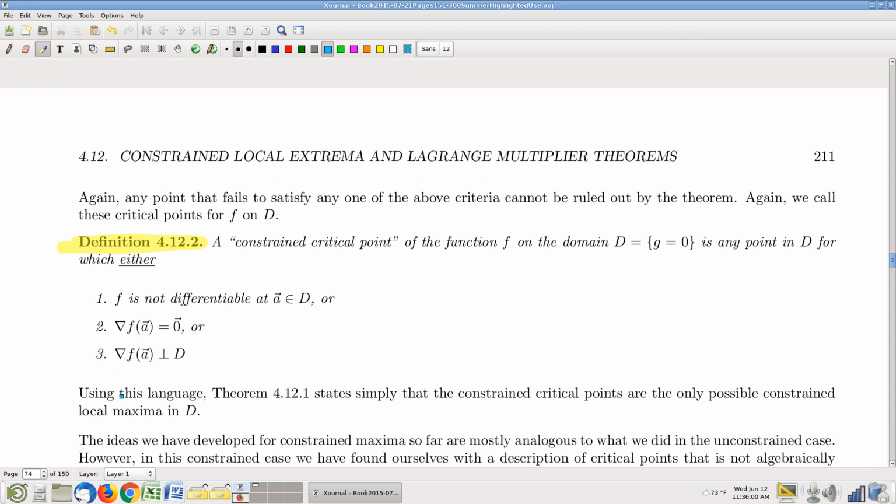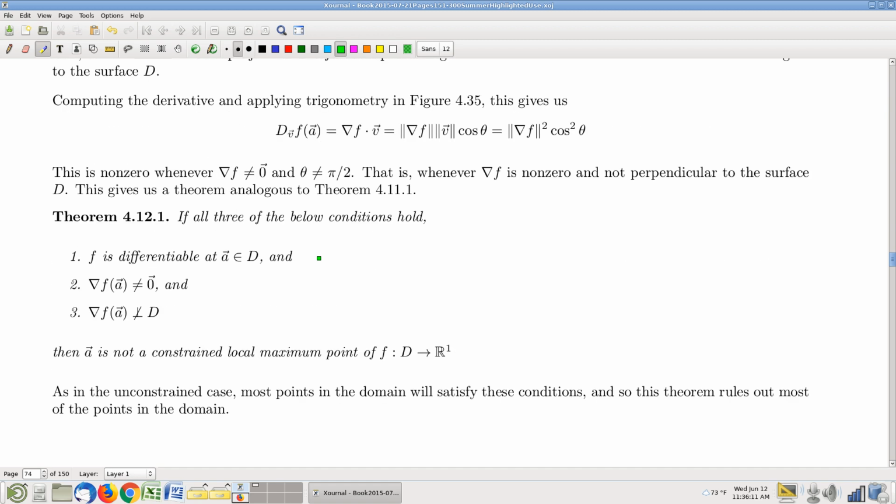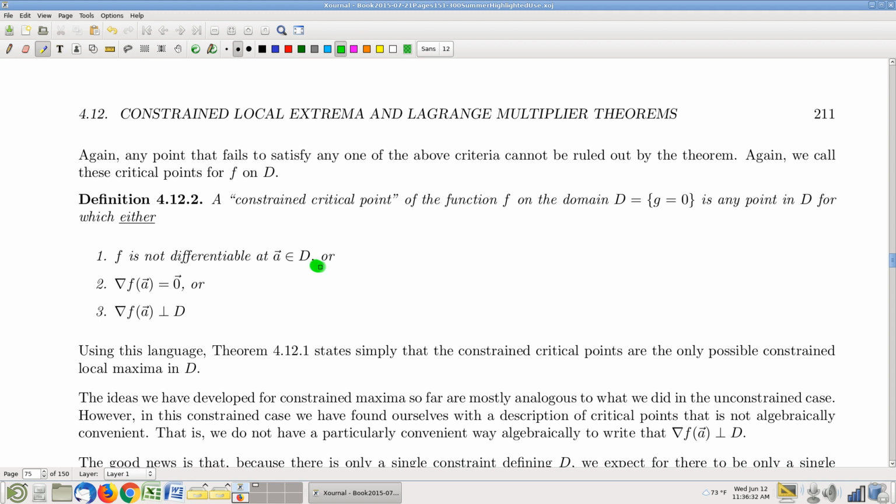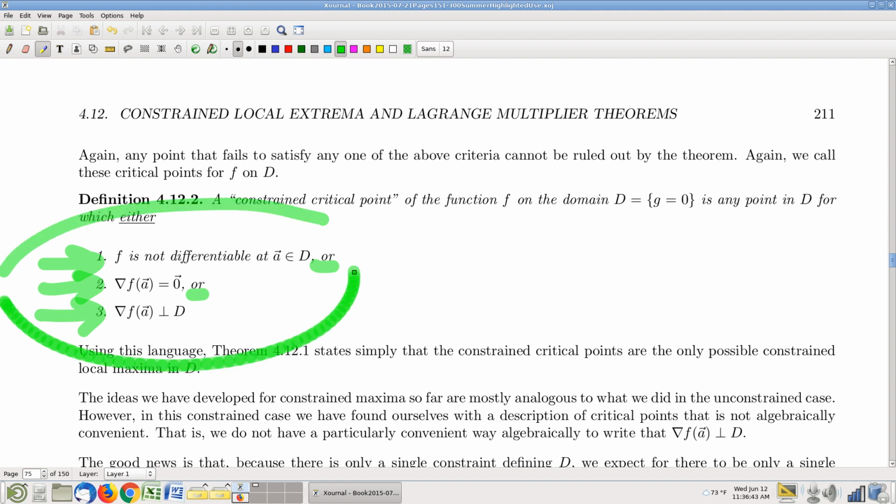All right, and so we have a definition of a critical point. Now keep in mind, what is a critical point? A critical point is a point where our argument fails. If this elimination process is going to fail, then either the function isn't differentiable, or the gradient is 0, or maybe the gradient is perpendicular to the surface. So if any of those things happens, if the function is not differentiable, if the gradient is 0, if the gradient is perpendicular to the surface, then I can't use my process of elimination. I have no idea what's going on. Best I can do is just call that thing a critical point and worry about it later.